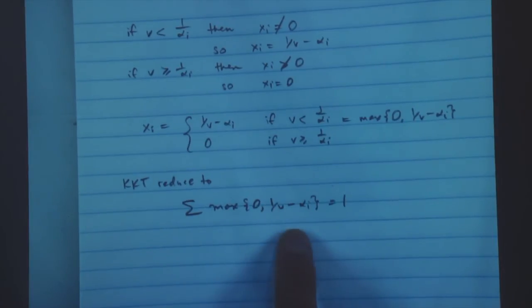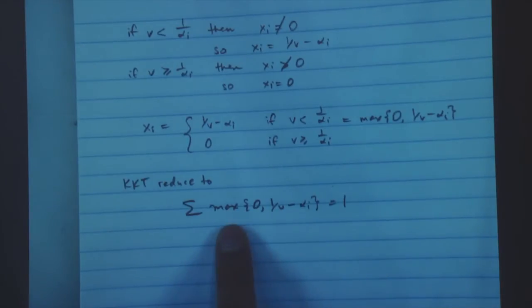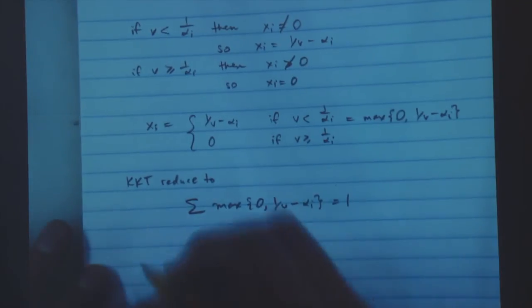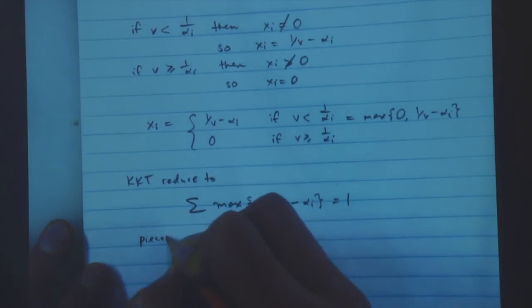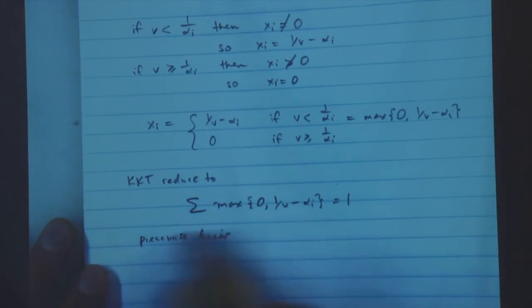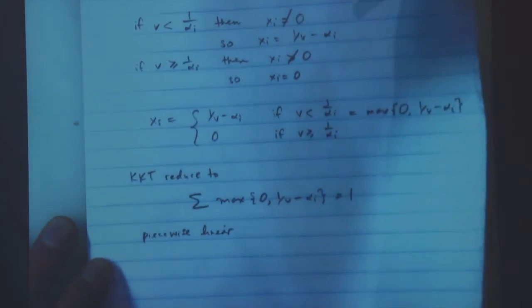This is actually a piecewise linear equation, right? If you look at it, each of these functions is piecewise linear. It's a sum of piecewise linear functions, so it's piecewise linear, and it's actually not hard to solve. You can do it in time equal to the number of pieces here, which is n.